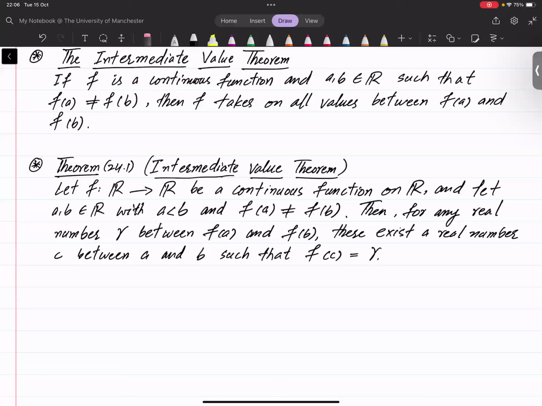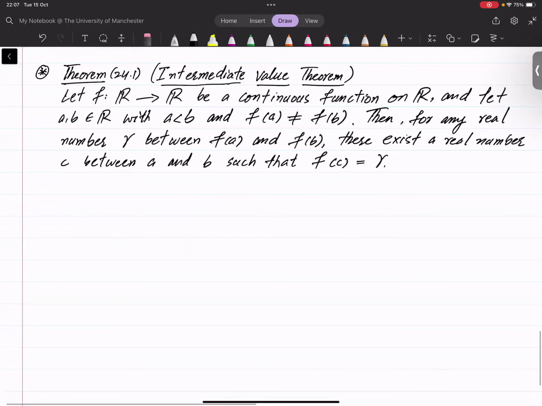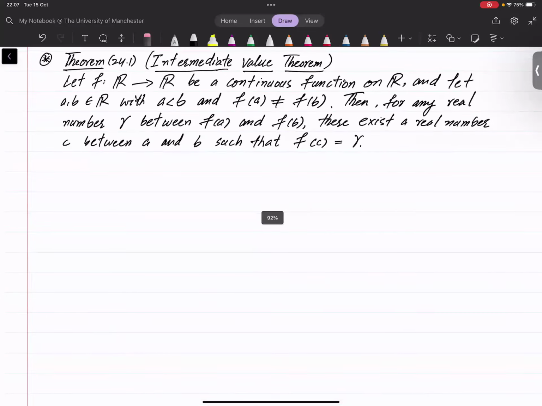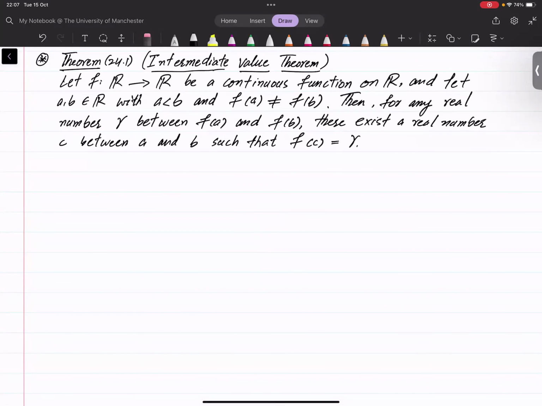That means that this function is continuous at c, which is a real number between a and b, and the value of the function at c is gamma. And let's prove this theorem. So it's a big one, but we'll try to be precise.